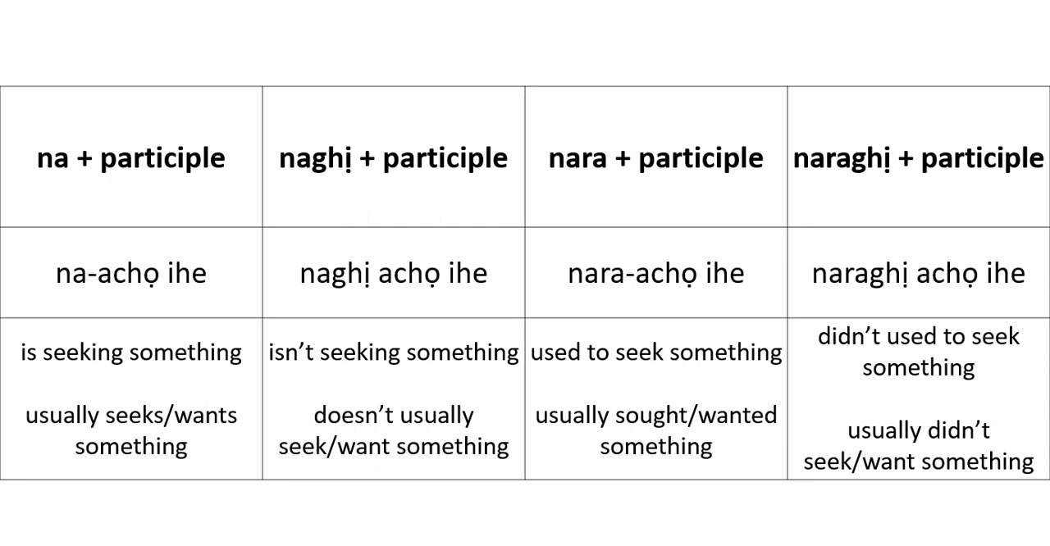Na-achọ ihe is seeking something, usually seeks or wants something. Naghị achọ ihe isn't seeking something, doesn't usually seek or want something. Nara achọ ihe used to seek something, usually sought or wanted something. Naraghị achọ ihe didn't used to seek something, usually didn't seek or want something. Na-achọ ihe, naghị achọ ihe, nara achọ ihe, naraghị achọ ihe.